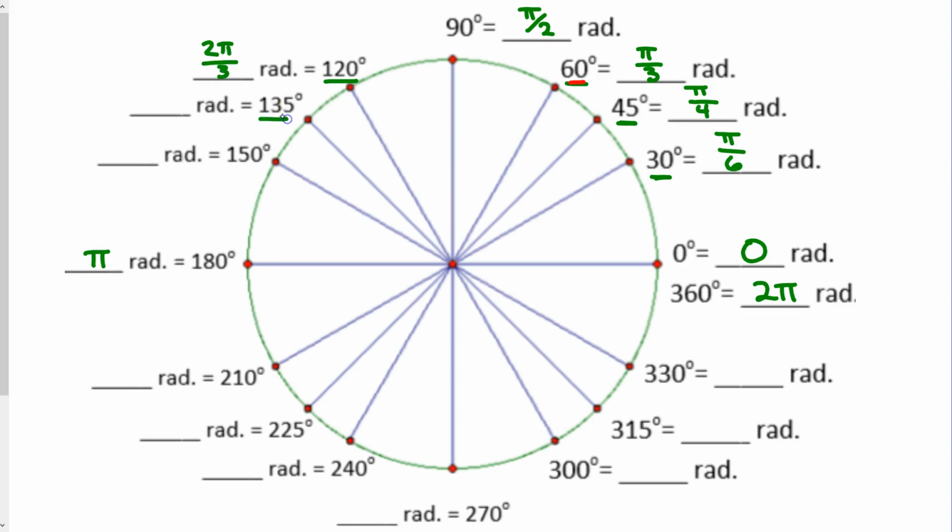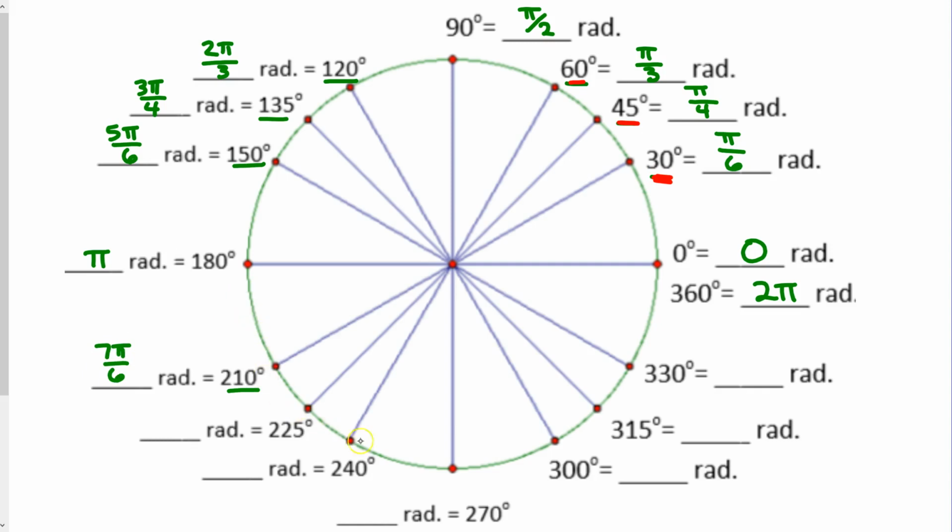Now let's do 135 degrees. 135 degrees is 3 times 45 degrees. So we have 3 times pi over 4, so that's 3 pi over 4 radians. 150 degrees is 5 times 30 degrees, so we have 5 times pi over 6, so that would be 5 pi over 6. Let's go down to 210 degrees. 210 degrees is 7 times 30 degrees, so 7 times pi over 6 is 7 pi over 6.